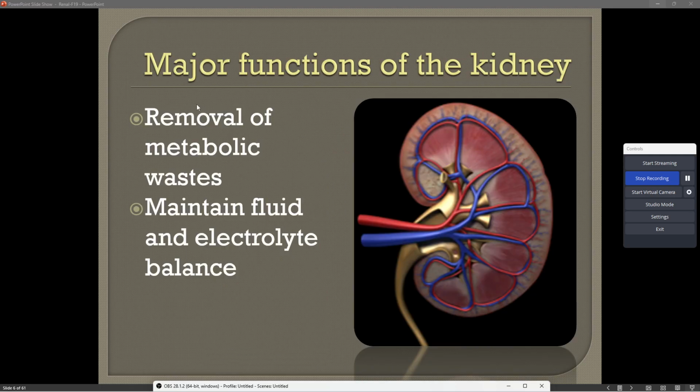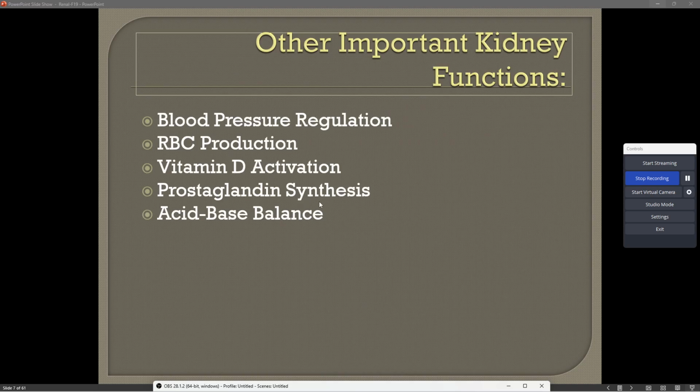Major functions of the kidney. You should definitely know that your kidney is the waste removal plant of your entire body, but it's also responsible for maintaining fluid balance and electrolyte balance as well. So we're going to talk about that, and some other things. If I ever ask you, what are functions of the kidney? Well, there's a lot of things. It regulates blood pressure. Well, how so? The RAS system. Also, sodium retention, fluid retention, albumin, red blood cell production, vitamin D activation, prostaglandin synthesis, and acid base balance due to its ability to regulate bicarbonate or HCO3.